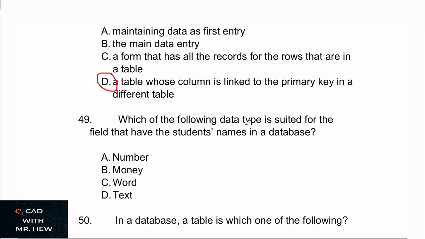Which of the following data types is best suited for the field that has the names of the students in a database? We have A, number, B, money, C, word, D, text. The correct answer is D.